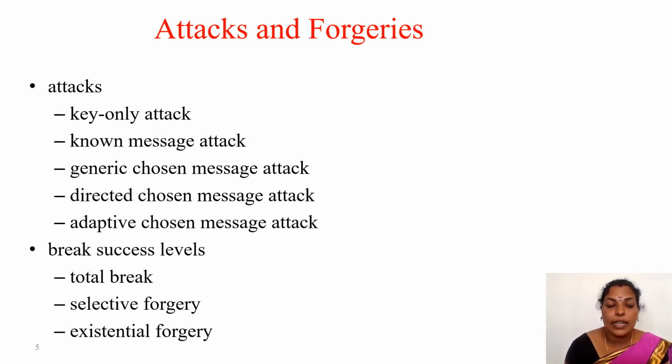Next is the selective forgery. Selective forgery means the attacker forges the signature of a particular message chosen by the attacker. That is, whatever the message, only the signature of a particular selected message is forged. Existential forgery means the attacker forges the signature for at least a single message. If the attacker forges something for a single message and gets control of the full messages, then it is called existential forgery.